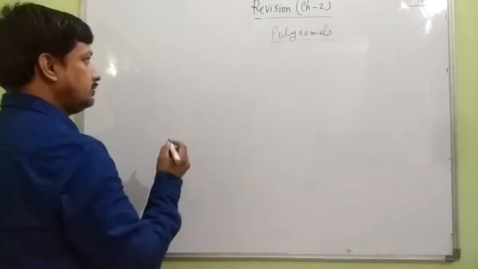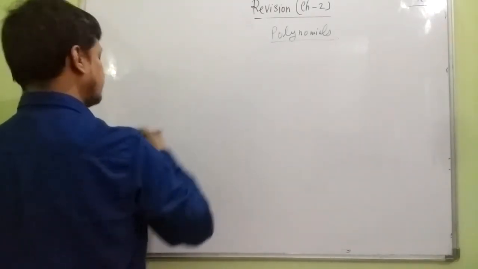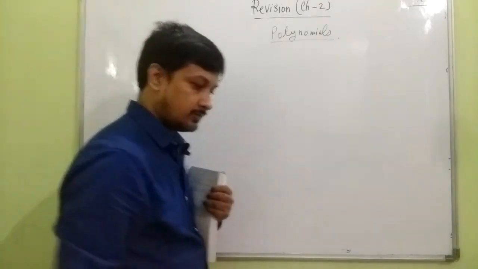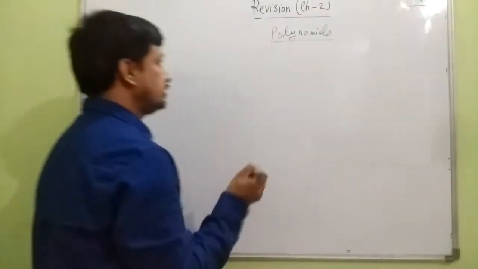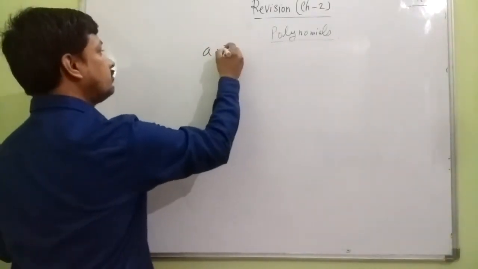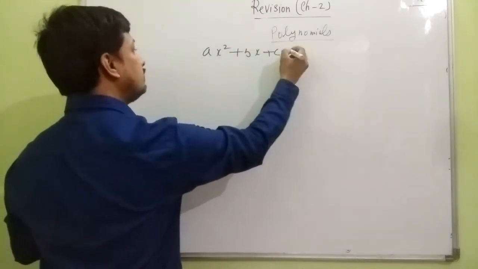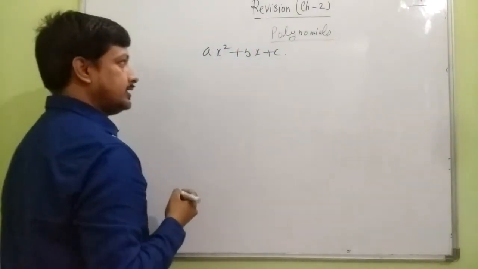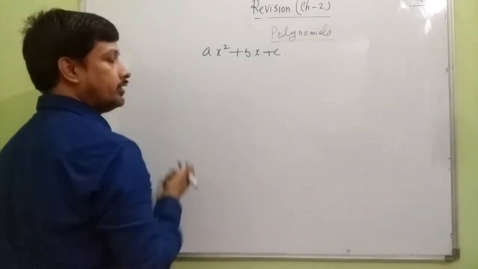So today we will just do the revision of the second chapter, polynomials. So first of all, what is the general form of a quadratic polynomial? ax square plus bx plus c. It is the general form of a quadratic polynomial.